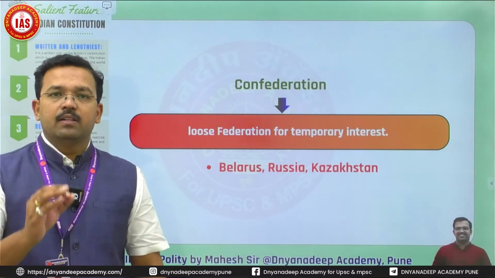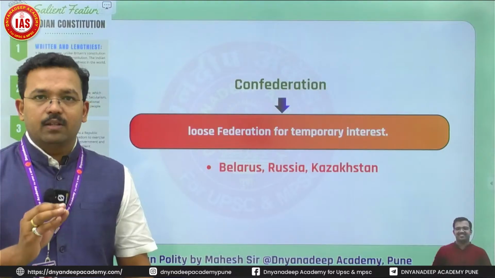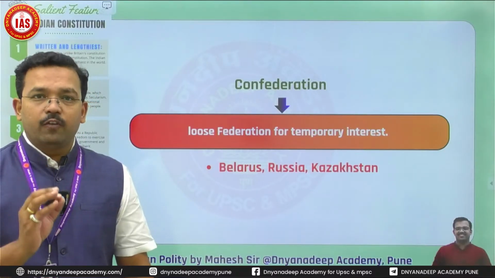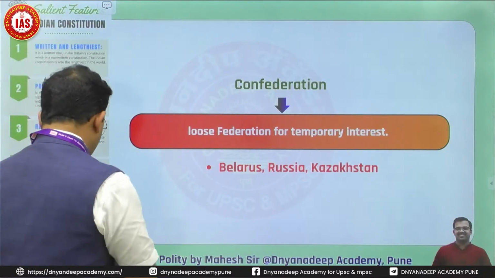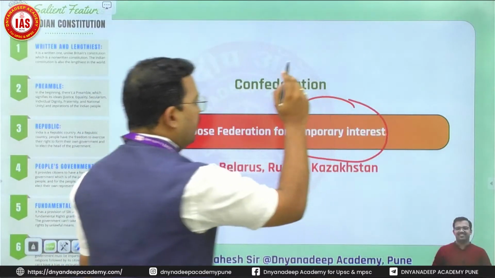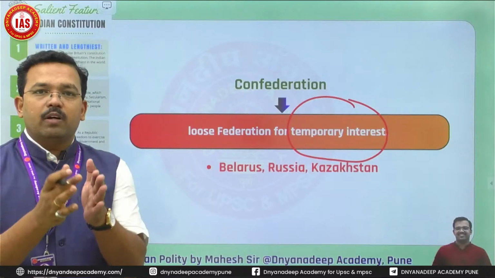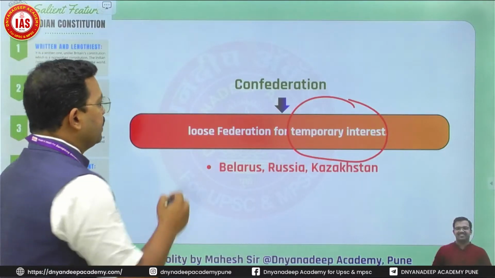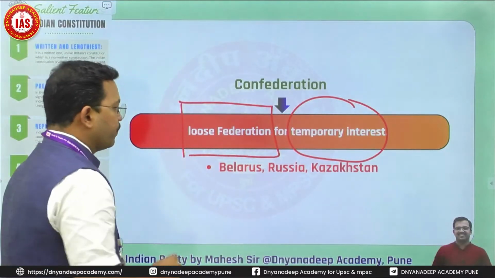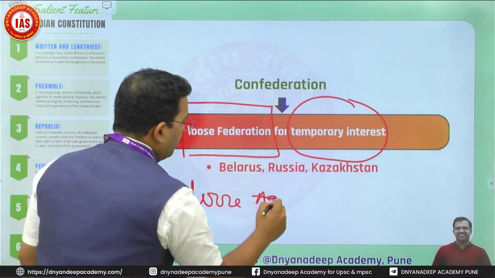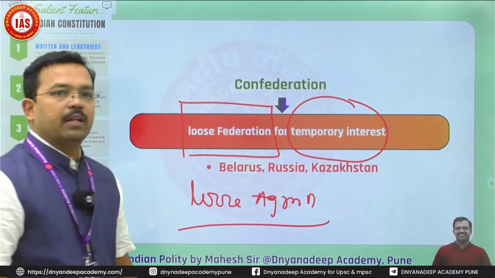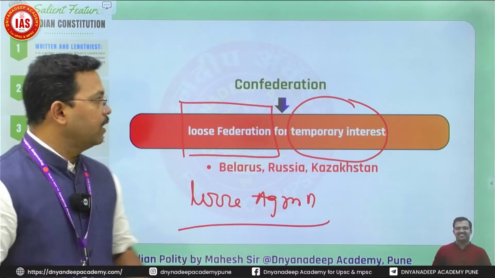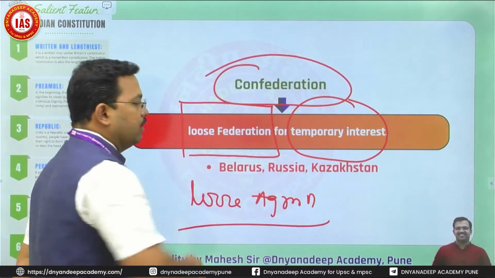Confederation: when certain states, nations, institutions or organizations come together to fulfill their temporary interest. The important words are temporary interest. Once their temporary interest is fulfilled, they move away from that agreement. It is known as a confederation. So basically confederation is famously known as a loose federation, a loose agreement for fulfilling certain temporary interests, and once those interests are fulfilled, these units move away from each other.